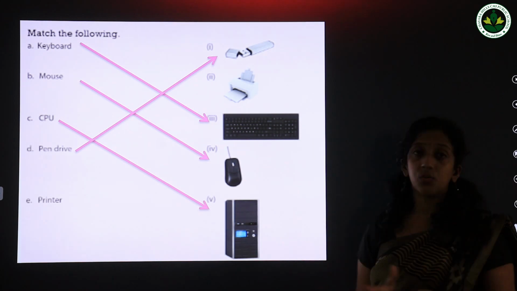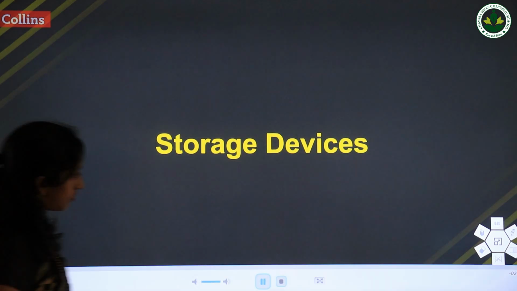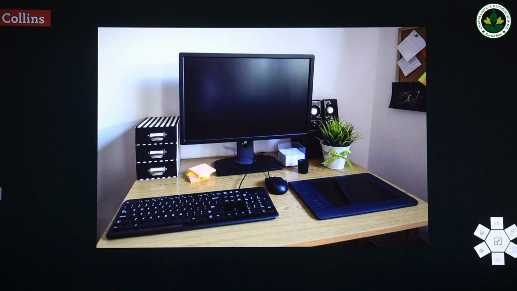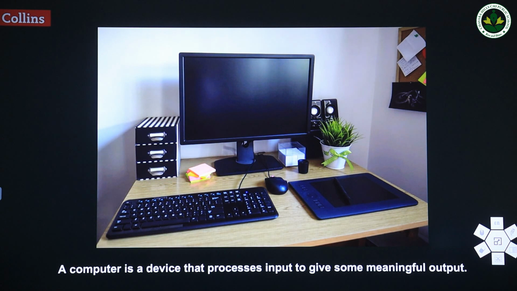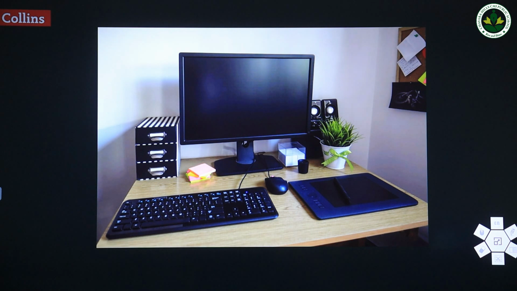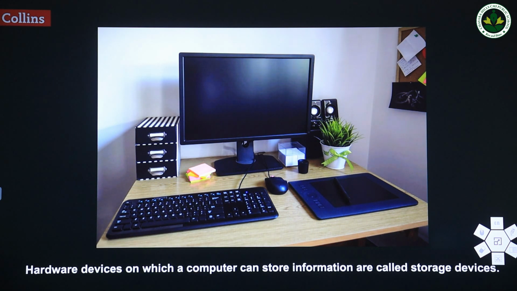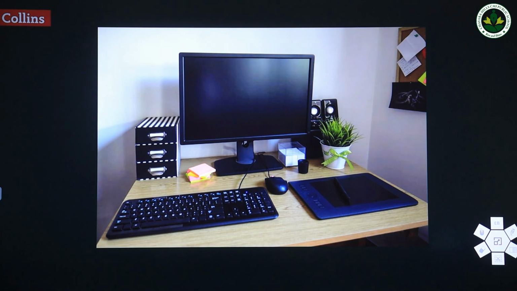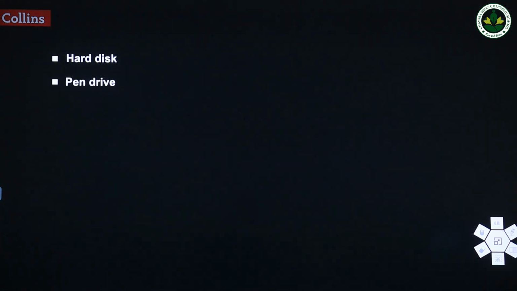Let us have a look at what we have studied in this chapter. Storage devices. Hello friends. You know that a computer is a device that processes data to give some meaningful output. Hence, it is used to store some information. It needs devices on which it can store this information. Such devices are called storage devices. Today, we will learn about three storage devices: hard disk, pen drive, and CD or DVD. Let's learn more about them.